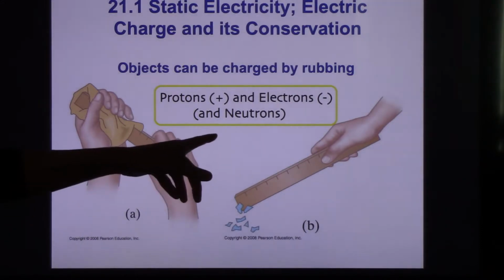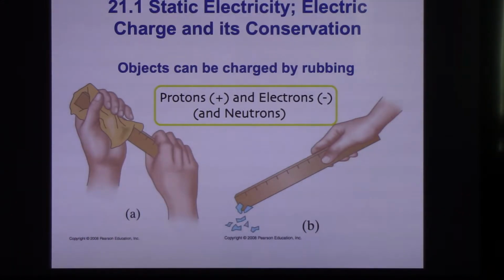Now, I put neutrons in here. It seems funny to bring neutrons in when we're thinking of electric forces. After all, neutrons are electrically neutral. But even though neutrons are electrically neutral, they experience magnetic effects. It's a little weird. Turns out that protons and neutrons are not fundamental particles in the way that electrons are.